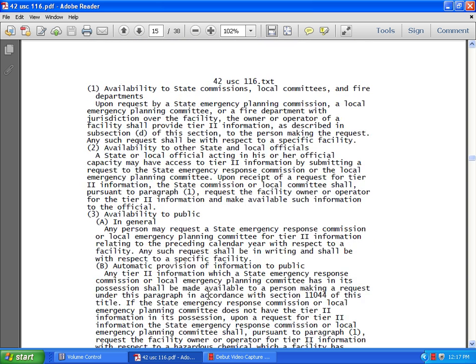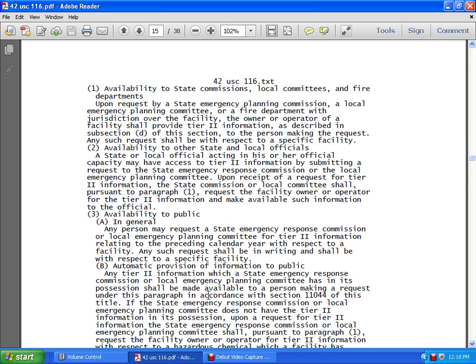One, the availability to the state commission, local committees, and fire departments. Upon request of the state emergency commission or local emergency planning committee, the owner or operator of a facility shall provide Tier 2 information described in subsection D of this section to the department with jurisdiction over the facility, and any such request shall be with respect to a specific facility.